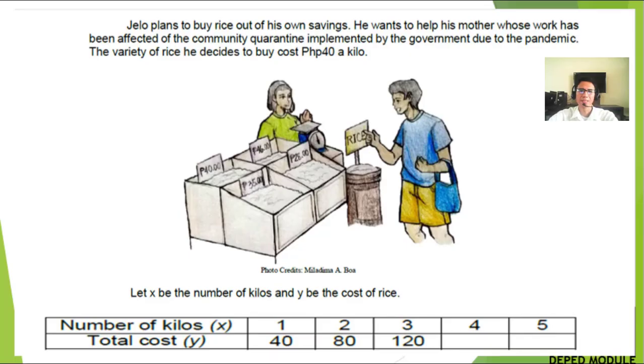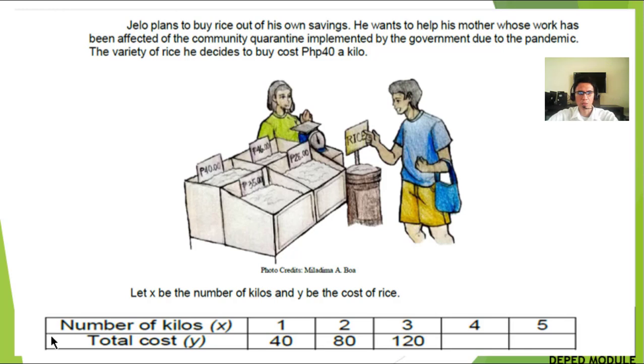In this pandemic time, have you ever saved an amount as your savings? In our illustration, Jello saved an amount as his savings because he wants to help his mother whose work has been affected by the community quarantine implemented by the government due to the pandemic. The variety of rice he decides to buy costs 40 per kilo. Jello went to the market and decided to buy rice that costs 40 per kilo.